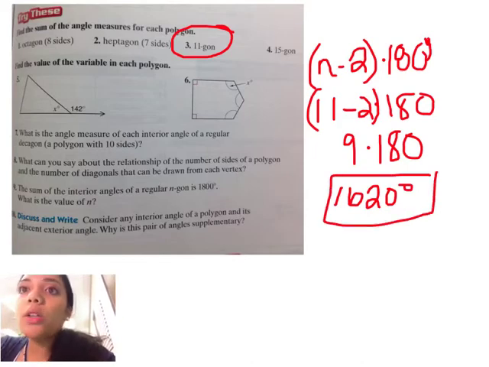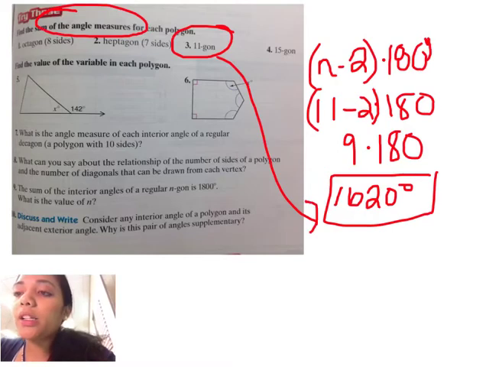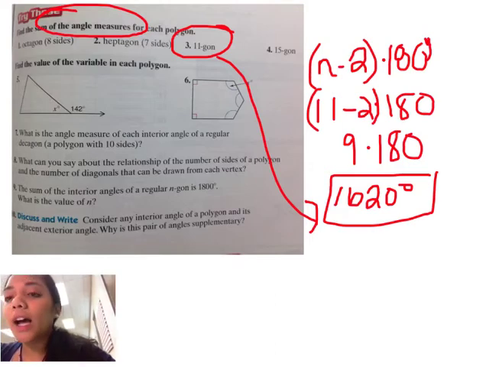Since it's only asking for the sum, that's all I need to do. I only need to do the numerator. If it was asking for how much is each angle, well, if the whole thing's 1,620, then I have to divide by the number of sides, which is 11.